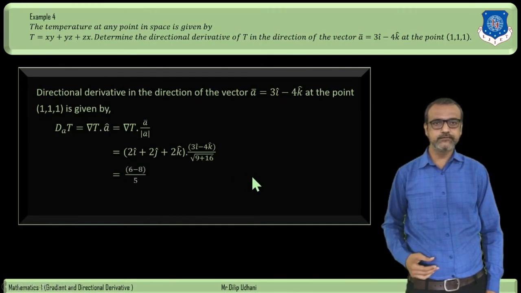Now we will simplify this result. So 2 into 3, it will be 6. Here we have the term of j, but here the term of j is absent. So considering that particular term as 0, 2 into 0 will become 0. And then 2 into minus 4, so it is minus 8, divided by square root of 25, that is 5. So 6 minus 8, that is minus 2 by 5. So this is the answer, or you can say this is the directional derivative of the given surface in the direction of this vector at point (1, 1, 1).